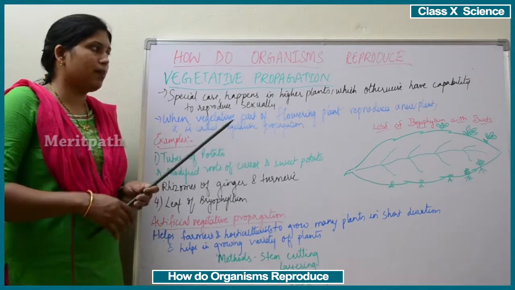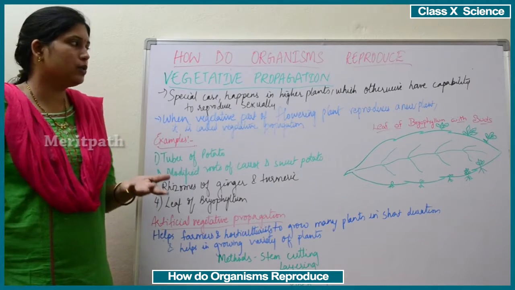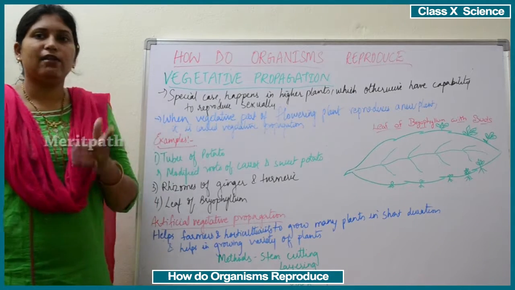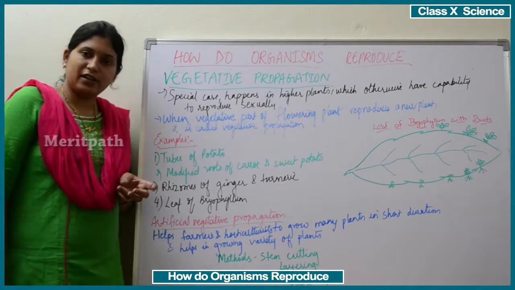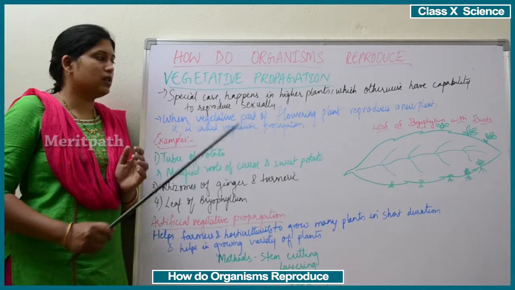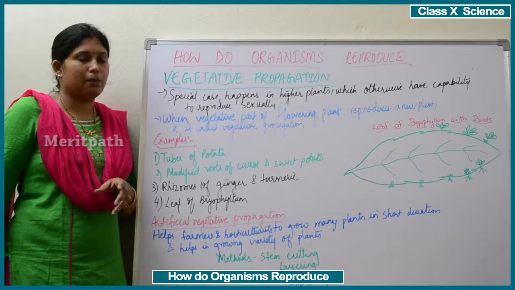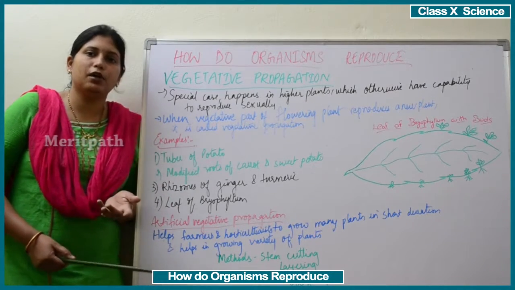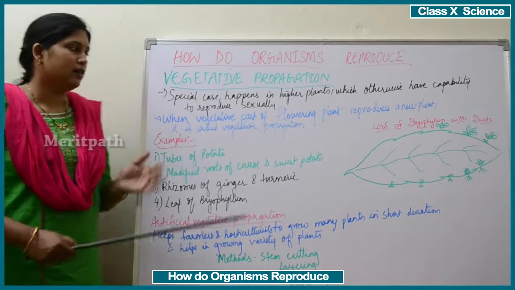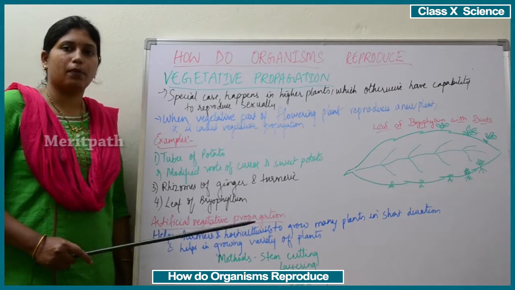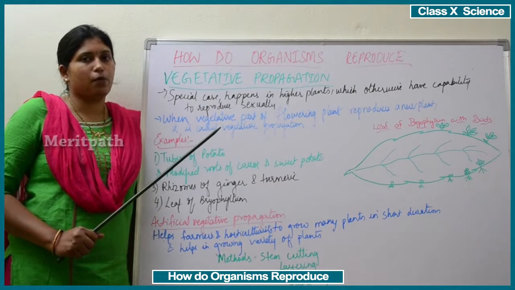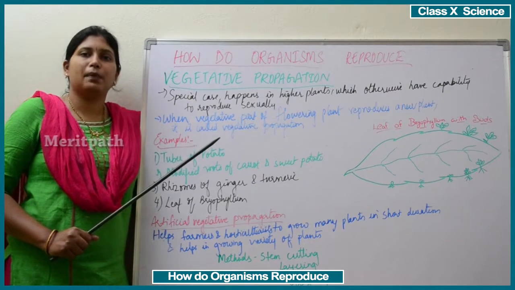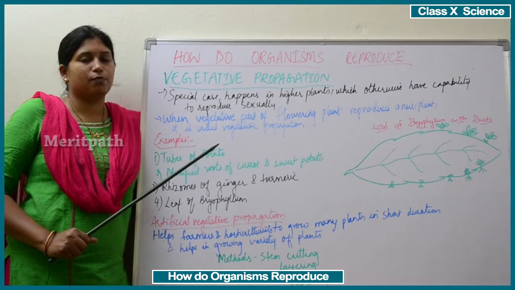So when vegetative parts of a flowering plant reproduce into a new plant, any vegetative parts of a flowering plant means maybe a stem or a modified stem or a root. So these are the vegetative parts of a flowering plant. If these reproduce into a new plant or become a new plant, then it is called vegetative propagation. So let's see some examples of methods of vegetative propagation and examples of plants which do the vegetative propagation.